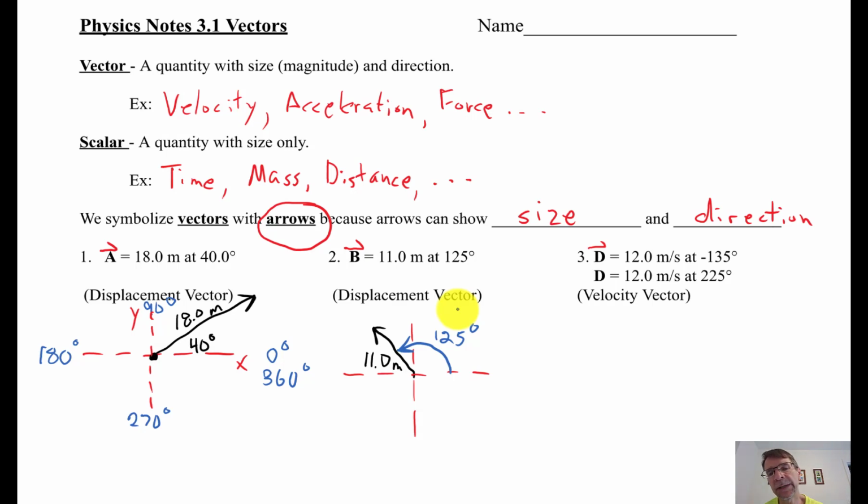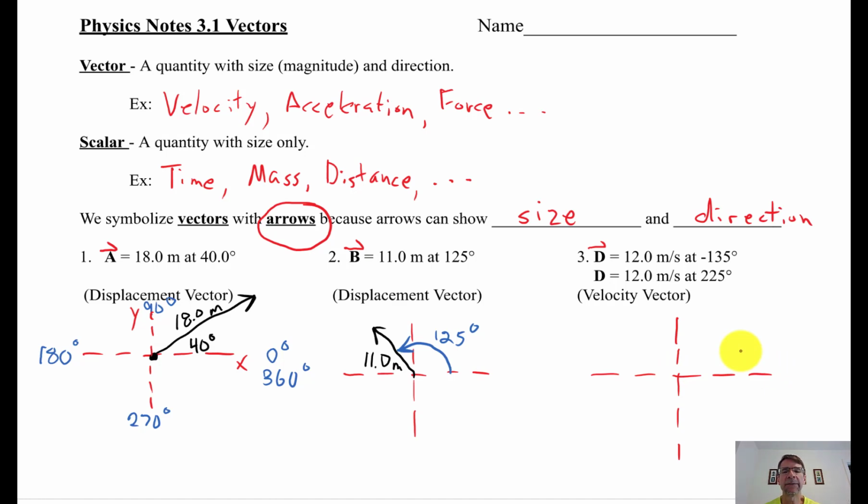Now, vector C is a velocity vector, and so I can't really compare it to the first two vectors. It's a totally new situation. You really can't. It's kind of like the famous saying, you can't add apples and oranges. So I'm going to just represent vector D, and once again, I'll just draw a quick XY axis.